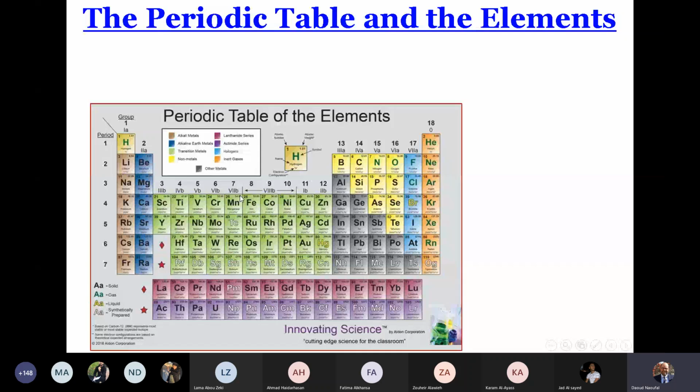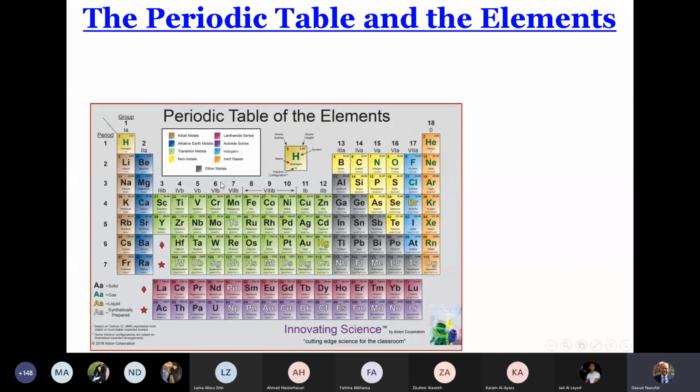The modern periodic table is composed of 7 rows and 18 columns. We have block s. What is the meaning of block s? Their electronic configuration ends with s. We have block p, from column 13 to column 18. Their electronic configuration ends with p.